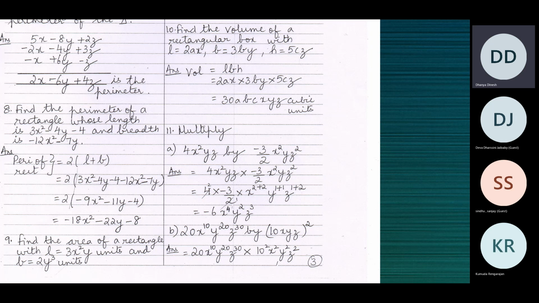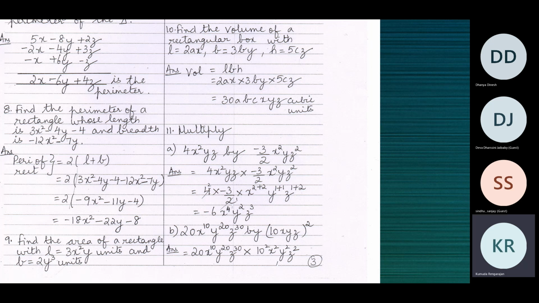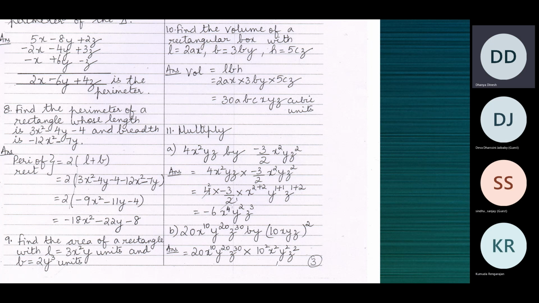Ma'am, shall I say the answer? Yeah, tell me. 200 x power 11, y power 21 and z power 31. Tell me again, Danya. Danya, please read your answer again. Ma'am, 200 x power 12, and then y power 22 and then z power 32, ma'am.